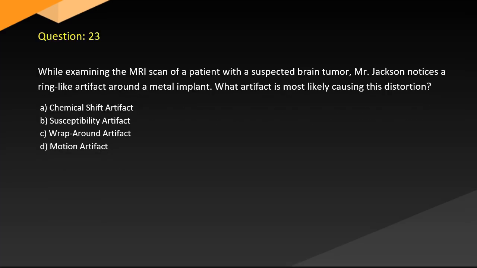Question 23. While examining the MRI scan of a patient with a suspected brain tumor, Mr. Jackson notices a ring-like artifact around a metal implant. What artifact is most likely causing this distortion? A. Chemical shift artifact. B. Susceptibility artifact. C. Wraparound artifact. D. Motion artifact.